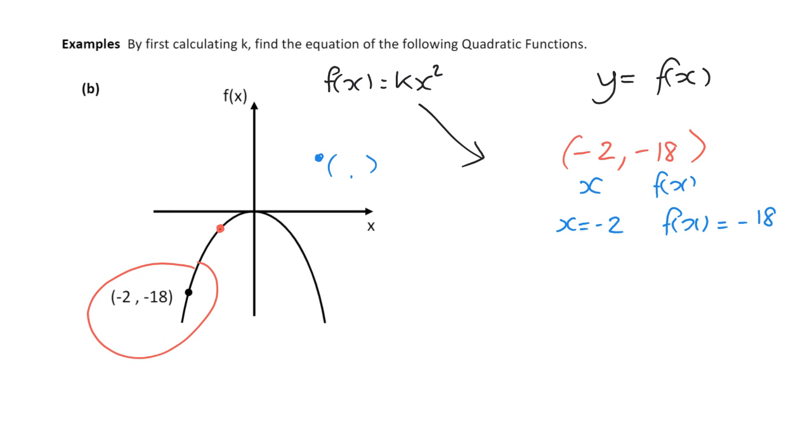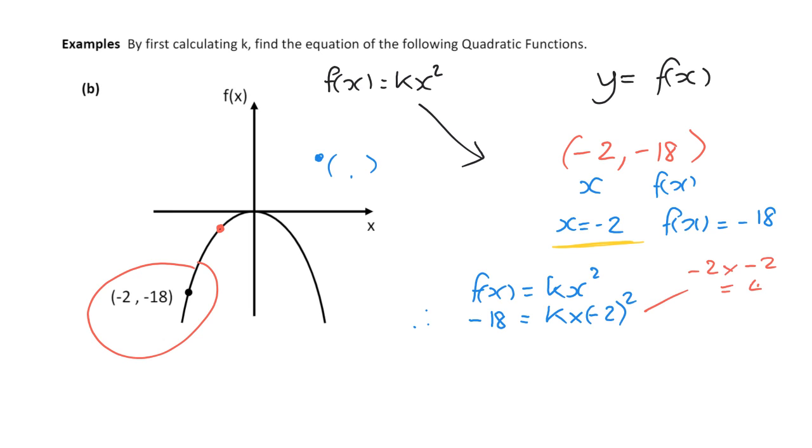Now, the eagle-eyed of you will recognize that when we square this negative 2, it's going to have a massive impact on the answer. So f of x equals kx squared. Substitute in, we have negative 18. Make sure you bring the sign. We have k times negative 2 squared. It's worthwhile saying that negative 2 squared is negative 2 times negative 2, which is going to give us a positive, 2 negatives to multiply to get a positive, and that is 4. Therefore, we have negative 18 equals 4k.